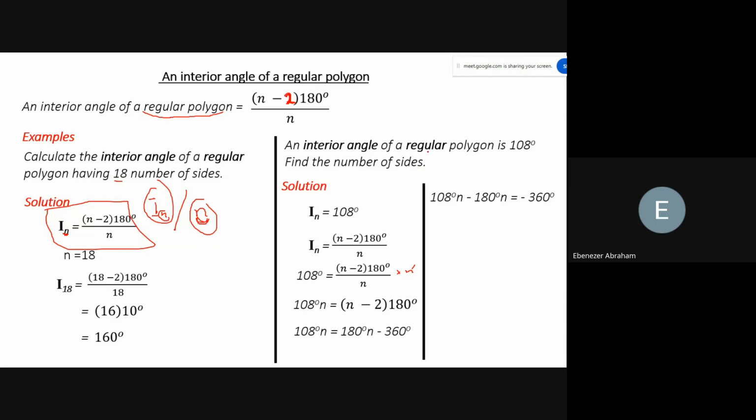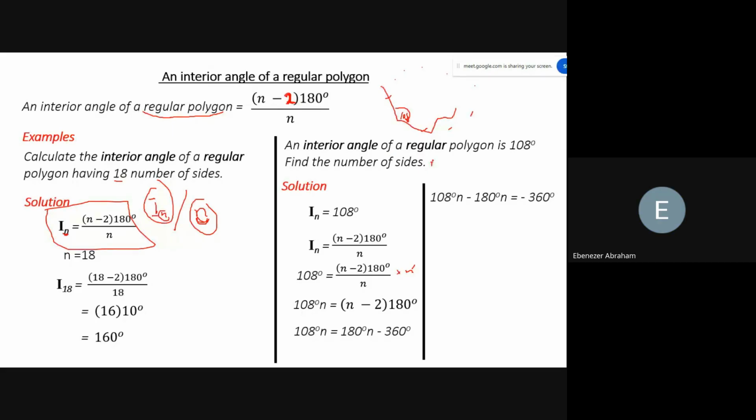The question says that it's a regular polygon, and one of the angles in that regular polygon, we don't know this, but we know that one of the angles is 108. So we have to identify how many sides we have for that particular polygon.